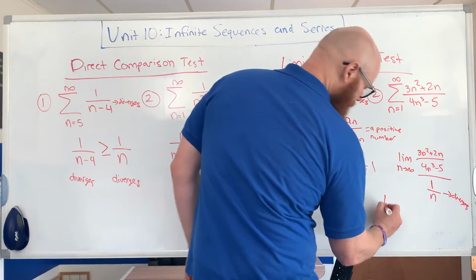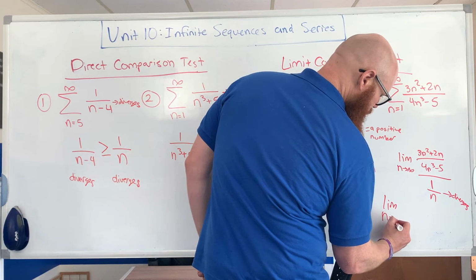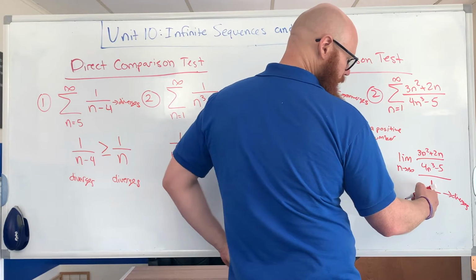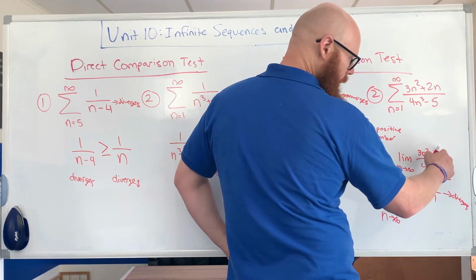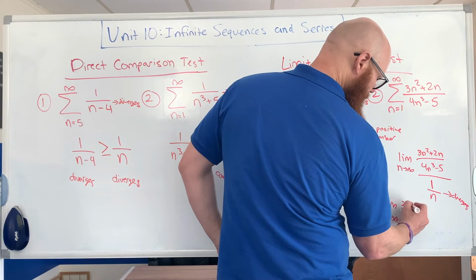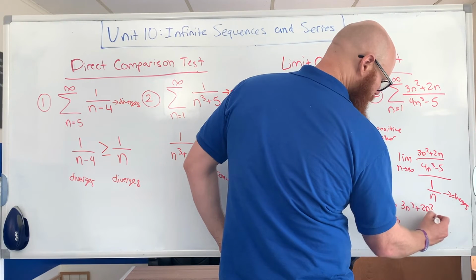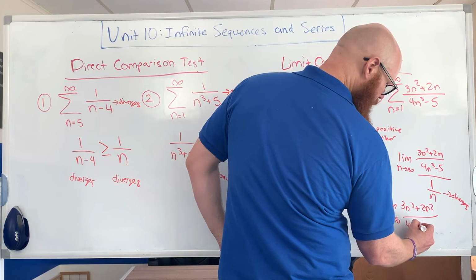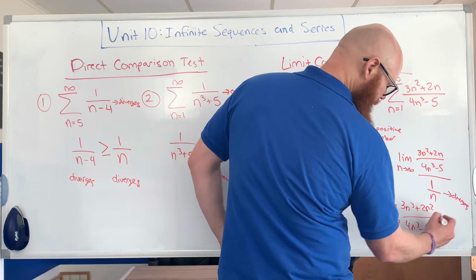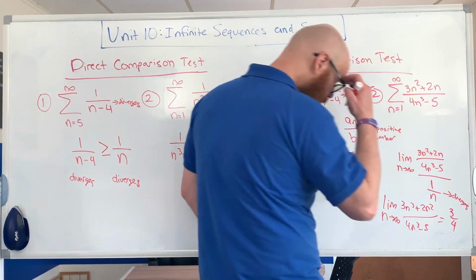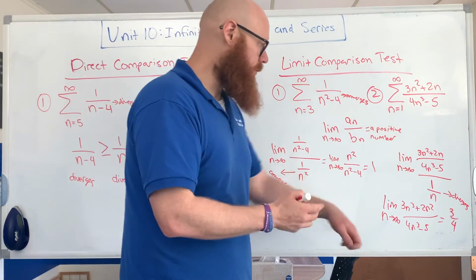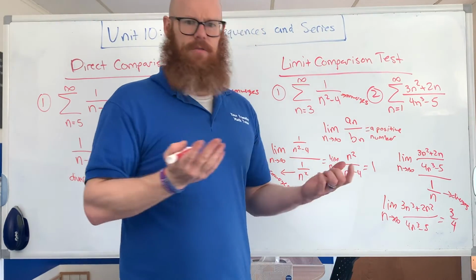So therefore, I get the limit as n goes to infinity. I'm going to divide this. The n's going to come up and distribute up here to give me 3n cubed plus 2n squared over 4n cubed minus 5. That gives me a value of 3/4. Oh, I get a number. I get a numerical value. So it must converge, right?